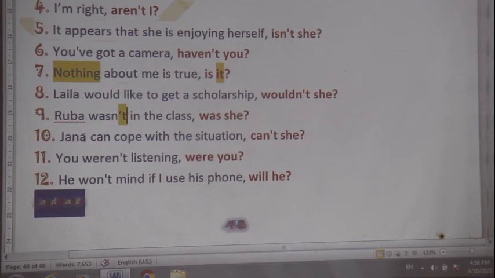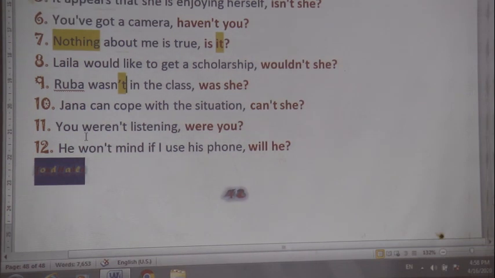Now, Jana can cope with the situation. Here I have a modal verb, I only need to invert it, but before that replace the proper noun Jana with a subject pronoun, which is in this case she. So, Jana can, can't she? Now another one, you weren't, only invert and remove not. So, you weren't listening, were you?